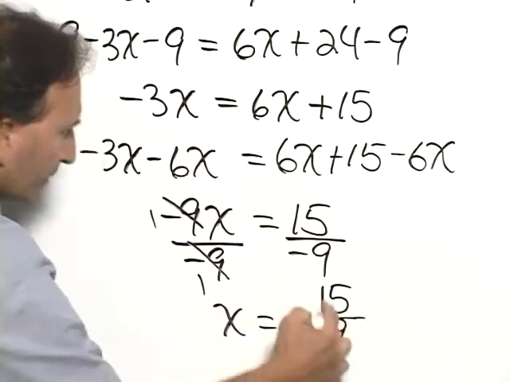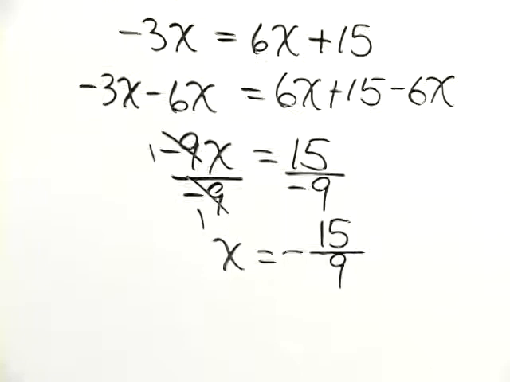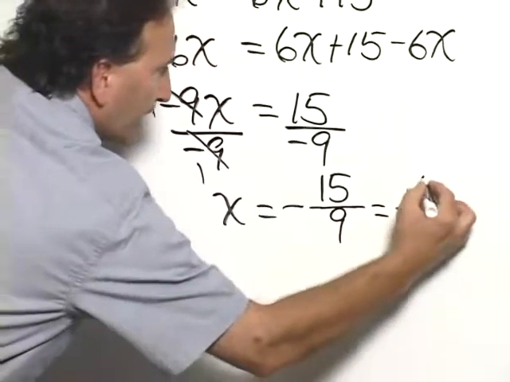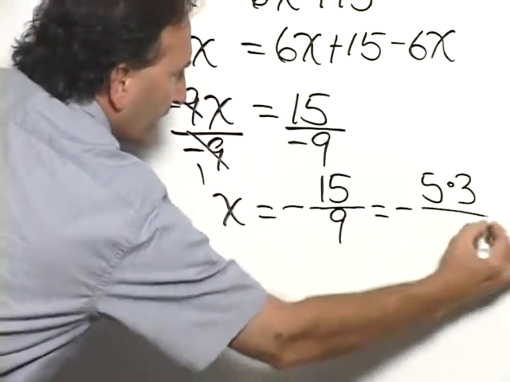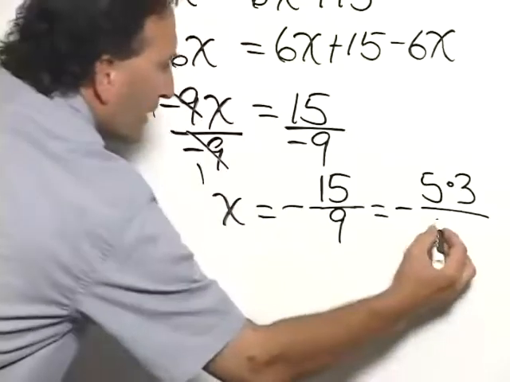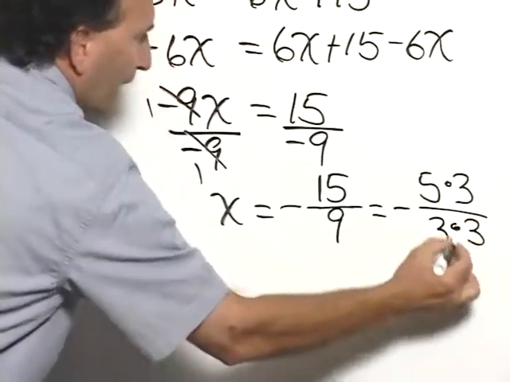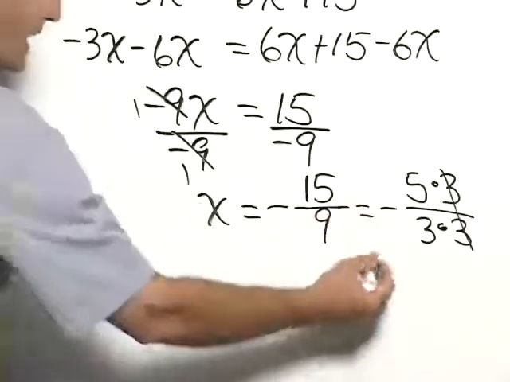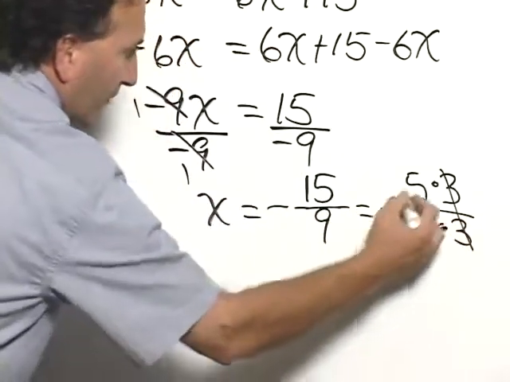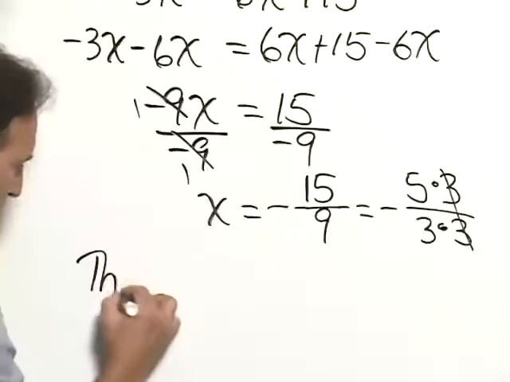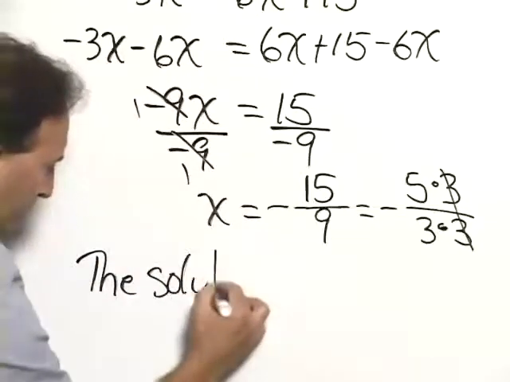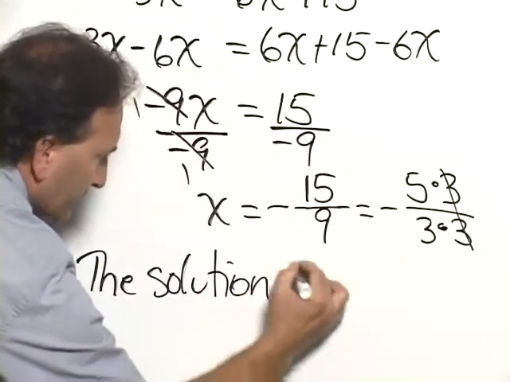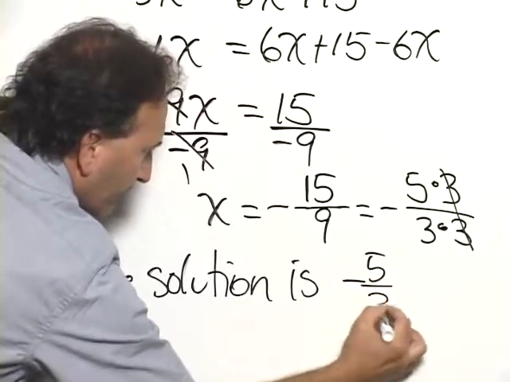Well, we need to simplify 15 ninths. That is equal to negative, and we can write 15 as 5 times 3, 9 as 3 times 3, 3 divided by 3 is 1, so you can see the answer is negative 5/3. So we write the solution is negative 5/3.